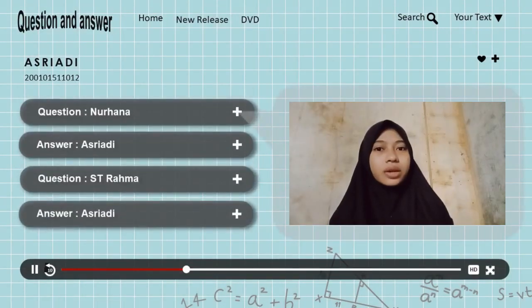Assalamualaikum warahmatullahi wabarakatuh. My name is Nurhana from group 2. I want to ask, if the value of the domain is constrained, is it still a definite symmetry? Thank you.